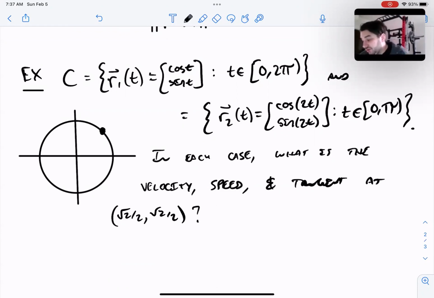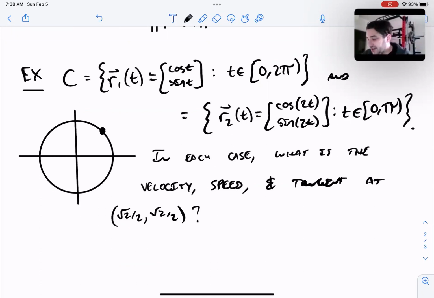so R2 should be traveling faster than R1 because it completes the same loop, right? But in half the time. So I would think that the velocity should be a bigger vector. The speed should be larger for R2, right? But the tangent vector should be the same because the tangent vector should just show what direction is being traveled and not really care how fast, right? So that's the idea here.